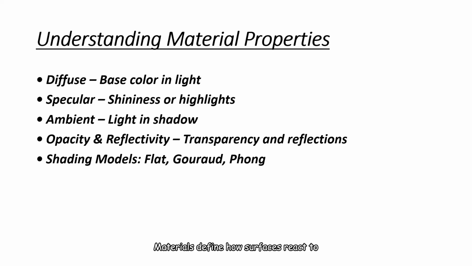Materials define how surfaces react to light. Diffuse properties give us the color base. Specular reflections create highlights. Ambient properties show how surfaces look in shadows. We can also manipulate opacity and reflectivity. Shading models like flat, Gouraud, and Phong control how smooth and realistic our lighting transitions appear.